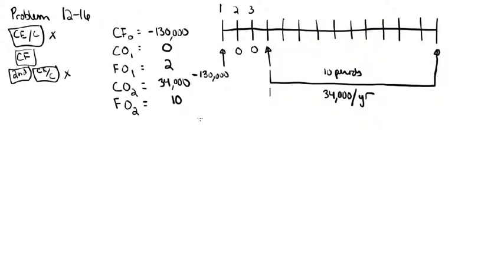So right now on your calculator you should see CFO. We're going to enter 130000 and push the plus minus key and then enter. Don't forget to push the enter button. That programs that number into CFO. Now we use the arrow down key. We're going to arrow down and we should see CO1, 0, and enter.